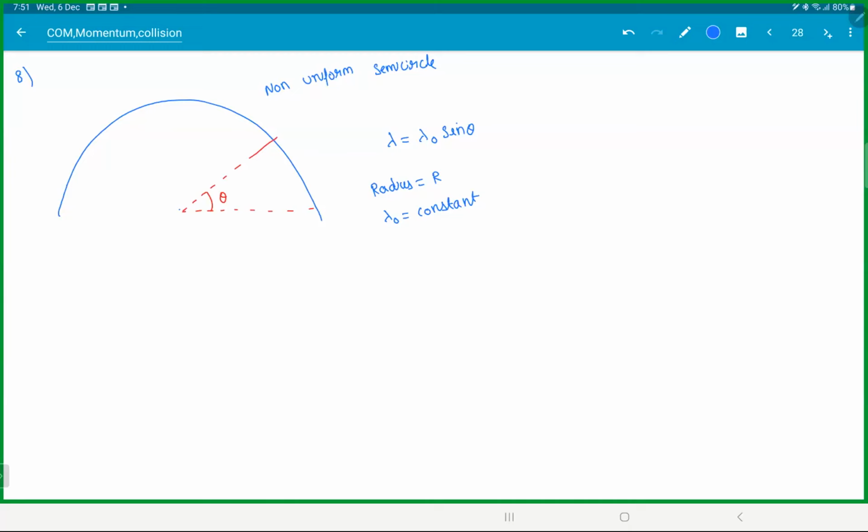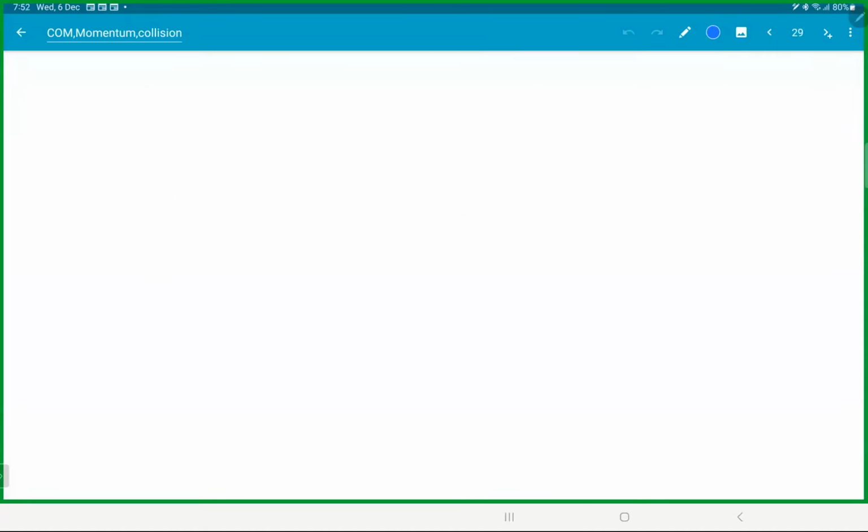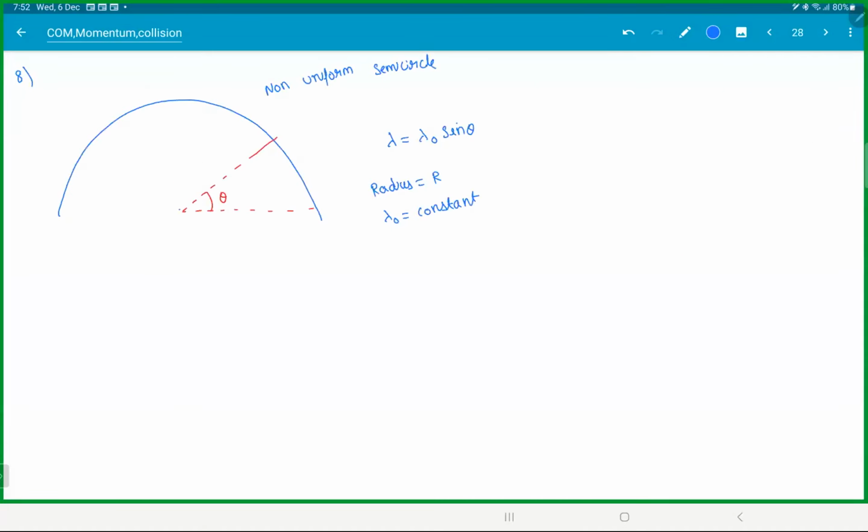Try. You know how to choose elements. The idea is this: whenever you see a circle arc, take a small arc, calculate the mass, set the limits, get the coordinates and finish it off. Is there any symmetry here?